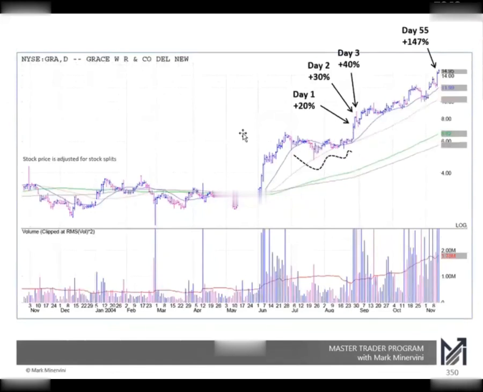So this was a stock that was so powerful. By day 4, I was up 40% on it. And I said, there's something definitely going on here. This is just super, super strong. So I held this one.